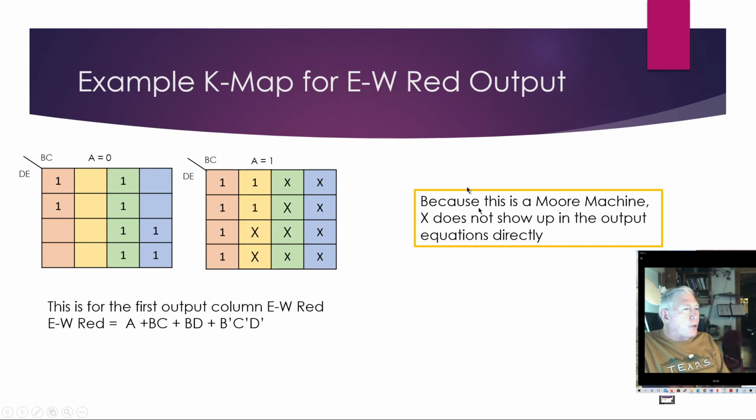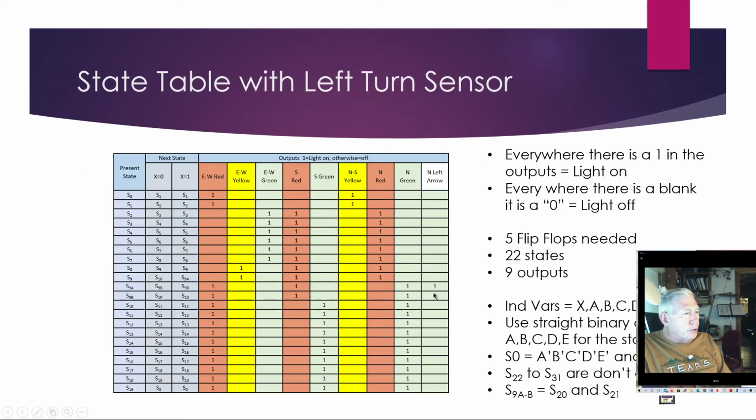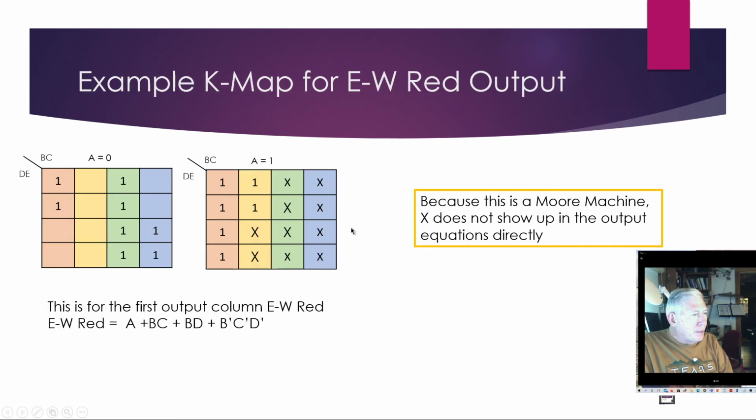This is for the east-west red output. So here's our east-west red. There's 1, 2 up here, and then 3, 4, 5, 6, 7, 8, 9, 10, 11, 12, 13, 14. So there's 14 different ones when the east red light is 1. Where we have a 1, that means the light is on, and everywhere it's blank, it's really a 0, and that means the light's off. Okay, now here's the K-map.